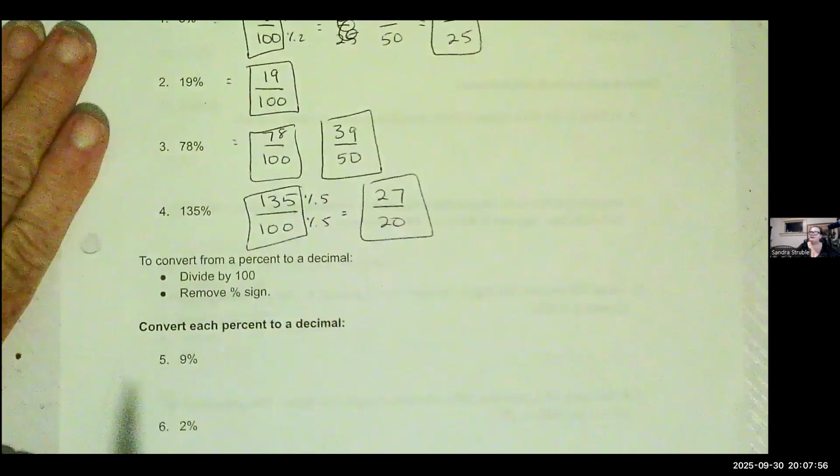Now we're going to convert from a percent to a decimal. All right. To do that, to go from a percent instead of to a fraction, we're going to go from a percent to a decimal. And this is what we're going to be using the most of. Okay. The first thing you do is divide by 100, and then you're going to remove the percent sign.